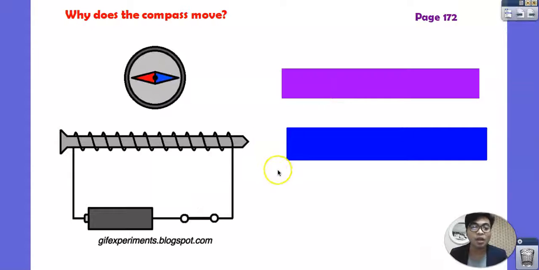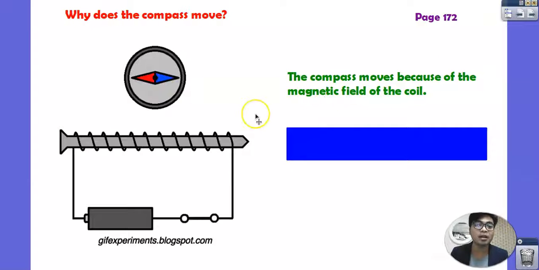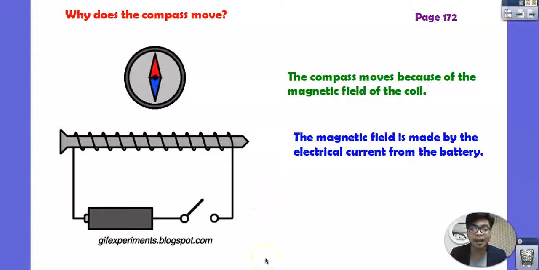And that's the reason why we call this an electromagnet, because we need an electric field in here to create a magnetic field. So the compass moves because of the magnetic field, which is produced now by the coil after using a power source here. We created a magnetic field because the electrical current is connected to the coil, and that electric current comes from the battery.